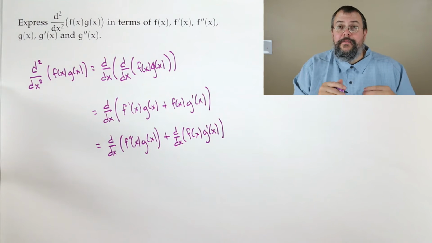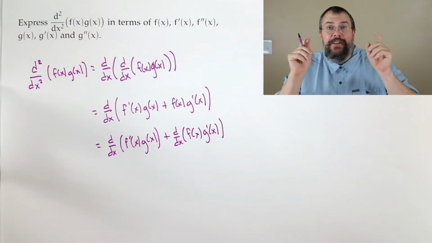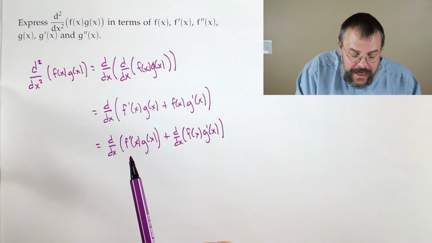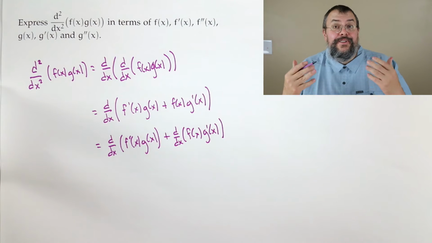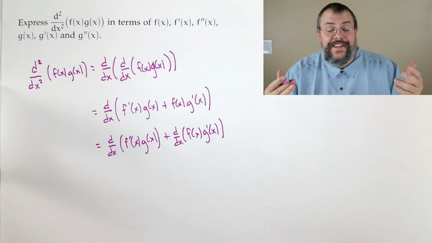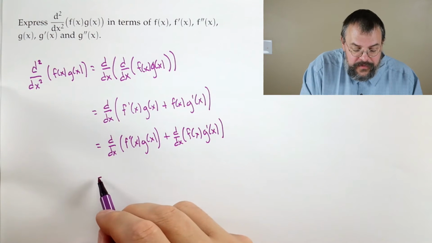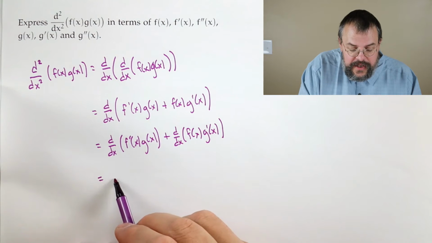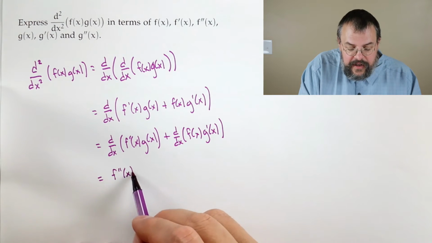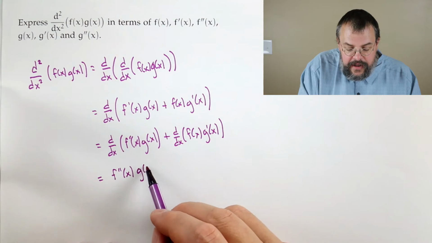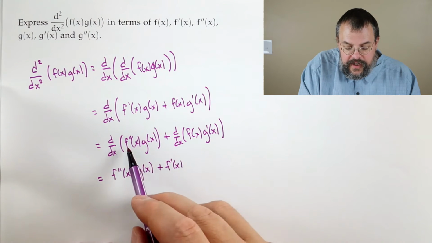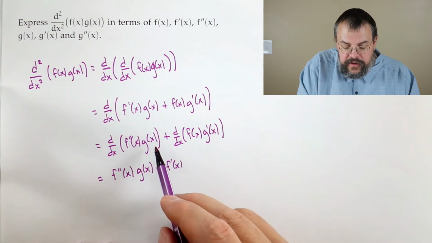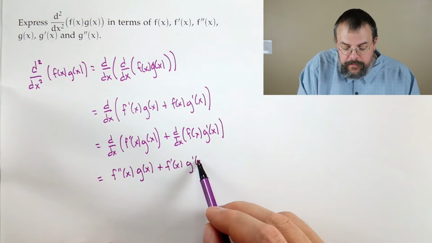Okay, well, now look what we have. We have a product and a product, and we're taking derivatives. So we use the product rule again. So what do we get? Well, the derivative of the first, the second derivative of f of x, times the second, leave that alone, plus the first, f prime of x, times the derivative of the second, which is g prime of x.